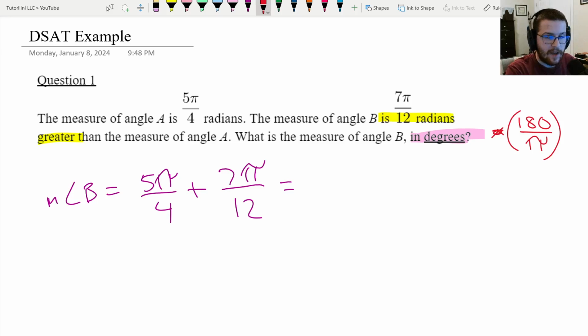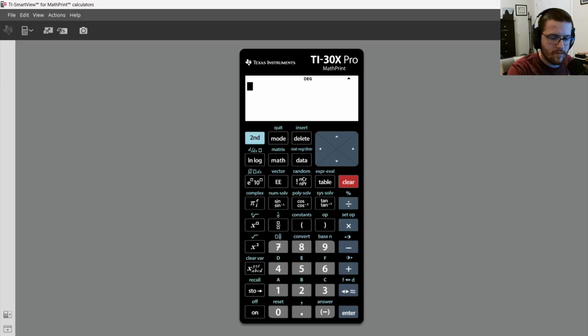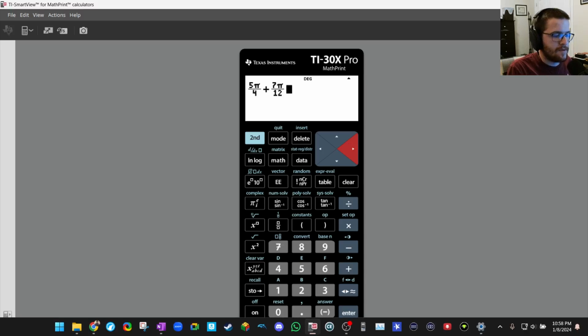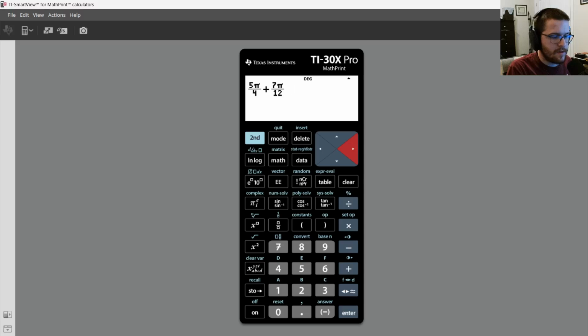So now that we know what to do, let's jump to the calculator. Okay, so just like we did with the simplifying, we're going to do 5 pi over 4 plus 7 pi over 12. And let's just do it in 2 steps. Let's see what that gets us. So we get 11 pi over 6. That's how many radians it is, and now we need to change it.